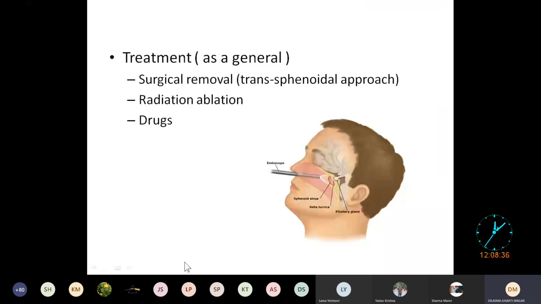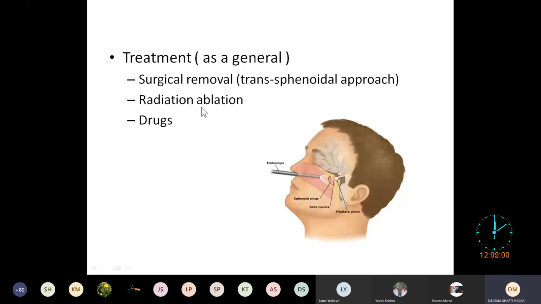So now we'll go for the treatment. Usually for the treatment, we will do the surgical removal, or sometimes we can also do the radiation ablation. Radiation ablation means the patient will be given radiation therapy, and then the tumor cells will die, and the pituitary adenoma will be reduced in number, isn't it? So the cells will be reduced in number.